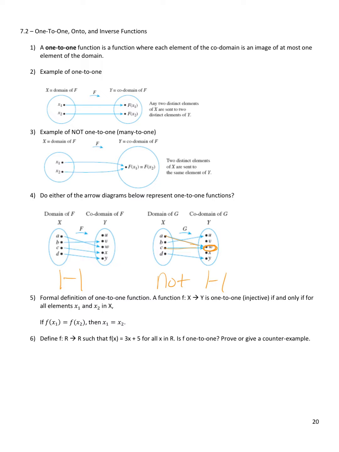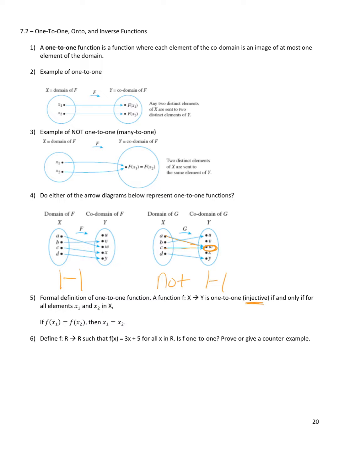So the formal definition of one-to-one: a function f from X to Y is one-to-one, also known as injective, if and only if, for all elements x1 and x2 in X, if f of x1 equals f of x2, then x1 has to equal x2. Okay, so if we look at this many-to-one function, here I have f of x1 equaling f of x2. That's the if part. But x1 and x2 are different, right? x1 does not equal x2. So in order for two y's to be the same, they have to have come from the same x. That's what this says.